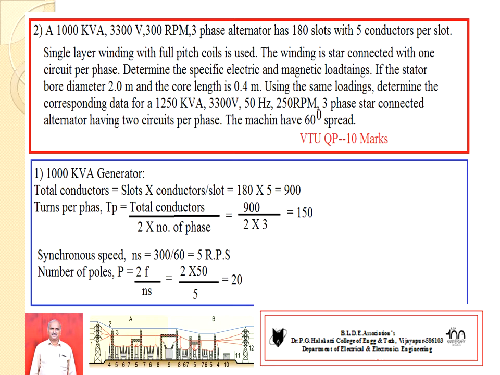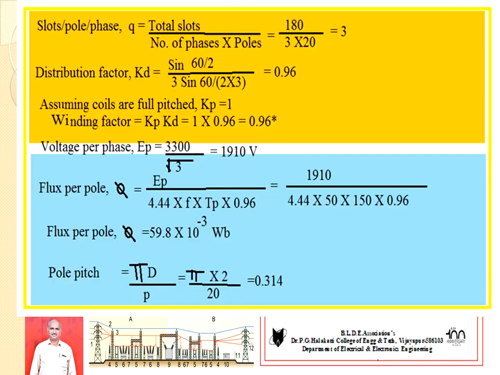Then synchronous speed, Ns equal to 300 rpm divided by 60, 5 rps. This synchronous speed is also equal to 2f by p. Go for calculation of number of poles, p equal to 2 times f divided by Ns. So finally we are going to get 20. The slots per pole per phase, q, equal to total number of slots divided by number of phases into number of poles. So we are going to get q equal to 3.